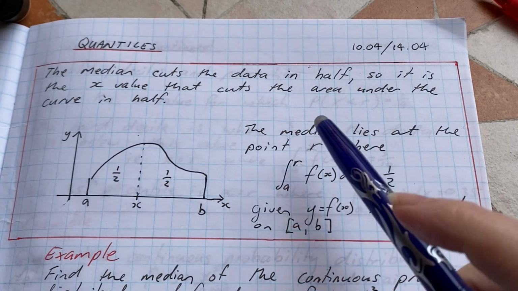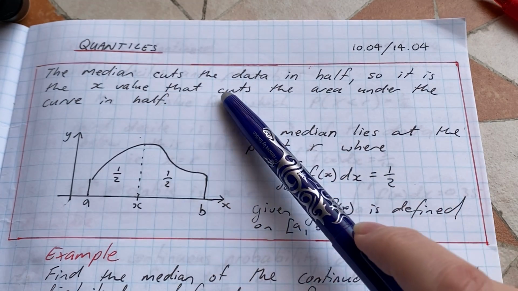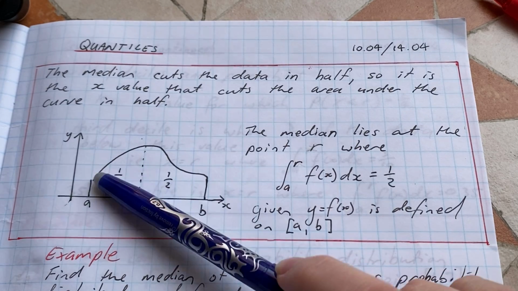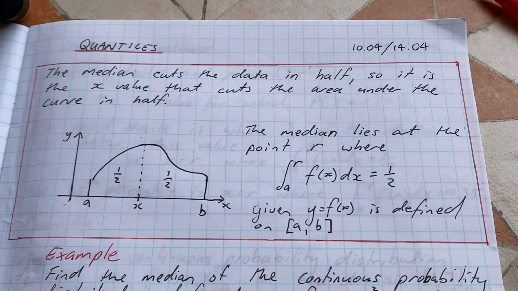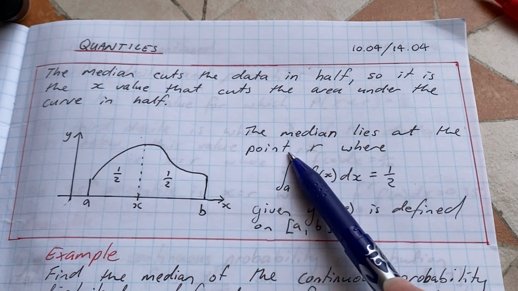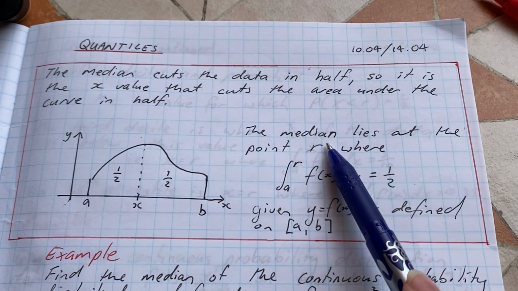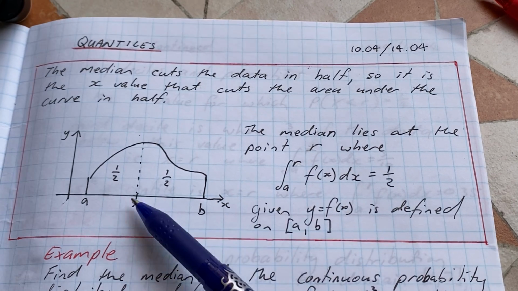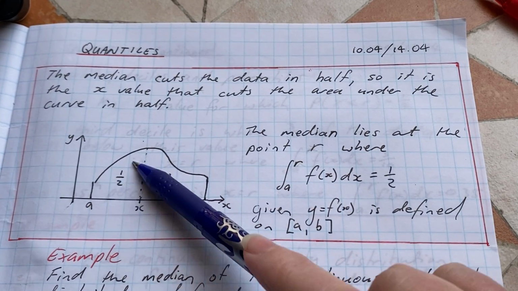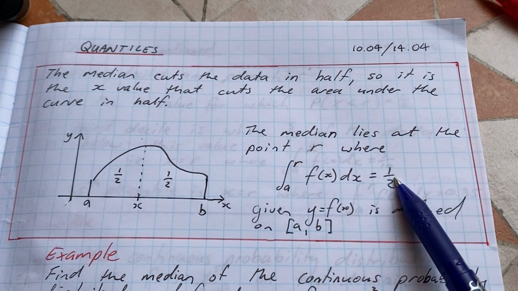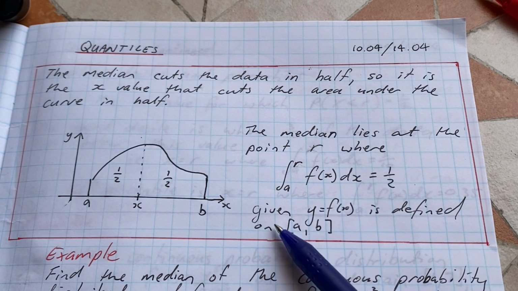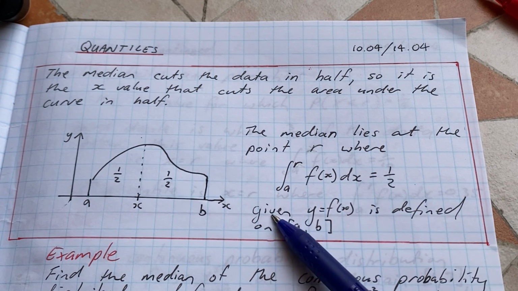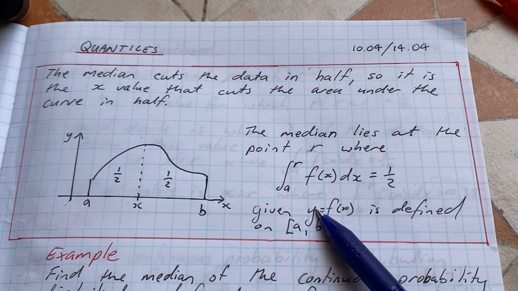It's going to be an x value, and it cuts the area under the curve in half because that is the middle in terms of the median. So the median lies at the point r. Now remember, r is an x value, where the integral from a to r, this area here, of our function is equal to half. So that formula there will give you the median, given y equals f of x is defined on the domain a to b.